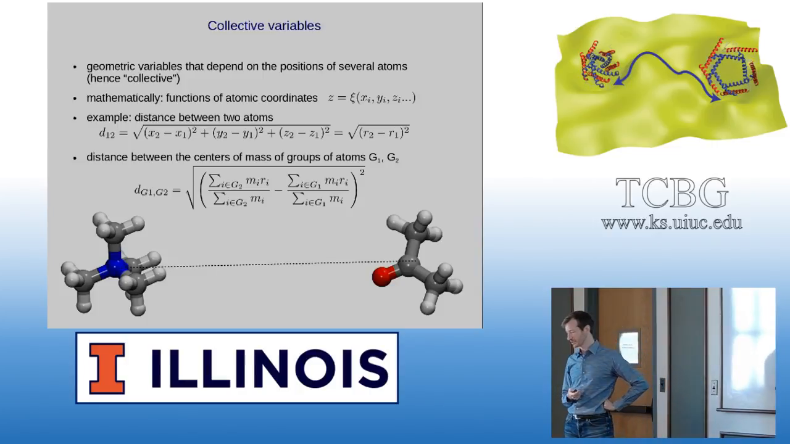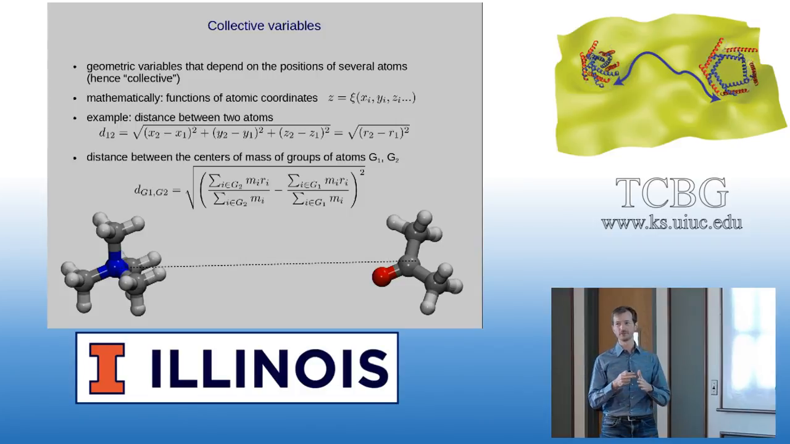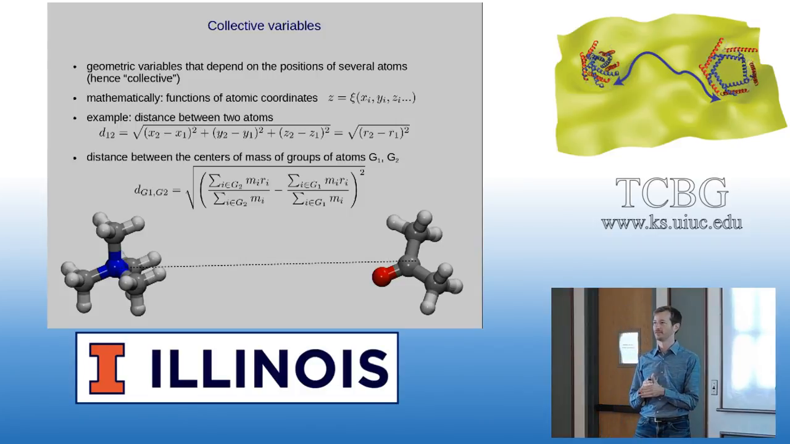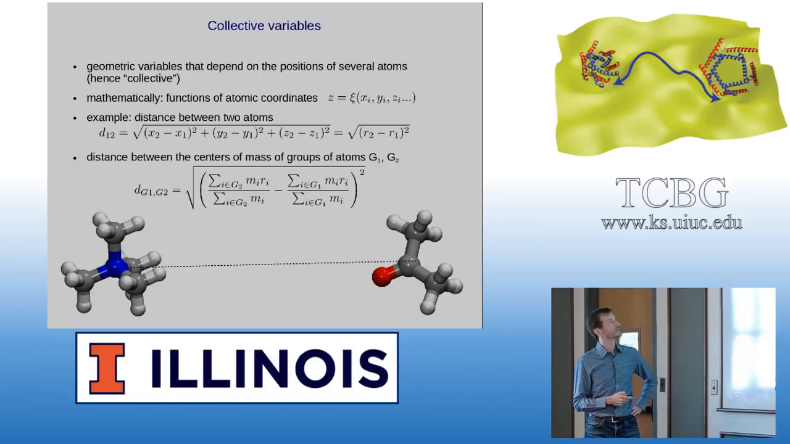So now, collective variables. What happens when we try to switch from all coordinates, like Cartesian coordinates of all the atoms, X, Y, Z, n times, to a smaller representation that we understand better? The collective variables are geometric variables that depend on the position of several atoms, hence the word collective. And actually, collective is not a binary thing, right? Some variables, like the distance between two atoms, are collective variables, but not very collective. And something that involves all of the atoms in a system would be extremely collective.